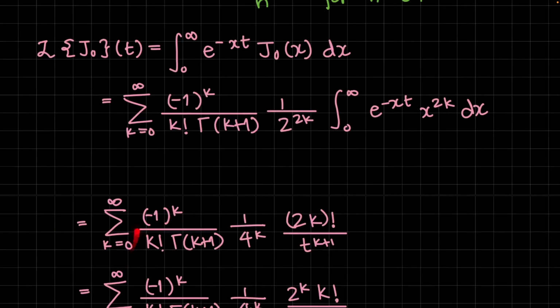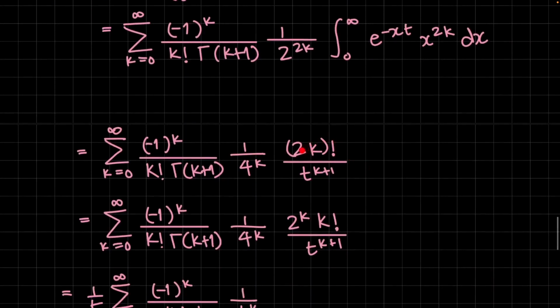So we have sum from 0 to infinity of (-1)^k over k factorial gamma of k plus 1 times 1 over 2 to the 2k, which is 4^k. And the integral, which is the Laplace transform of x to the 2k, you can either do by parts slowly, or you can look this up in a table if you want to avoid that. If you just trust the tables, you trust your process, you'll get 2k factorial over t to the 2k plus 1. Now you can pull a 2 out from each of the terms in the factorial.